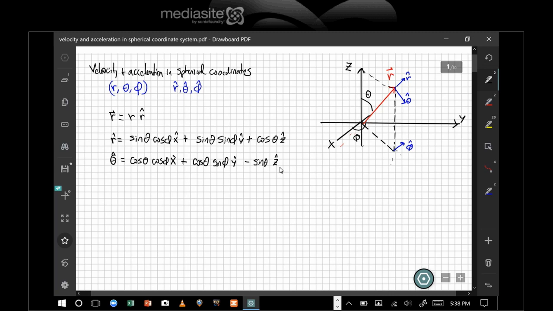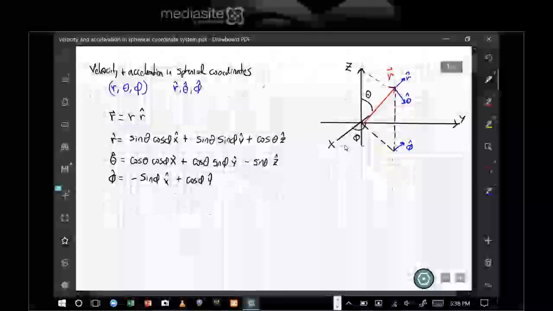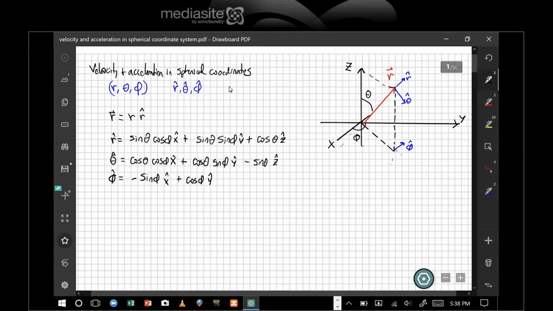Okay, and then the final one is phi hat. Again, that's this guy here, and notice that it's just in the xy plane, and it looks just like phi hat in a cylindrical coordinate system. Cosine phi, sine phi, and there's no z component. All right, so why do we have to know all this? Well, we're not even to velocity or acceleration just yet. So how are we going to get velocity?